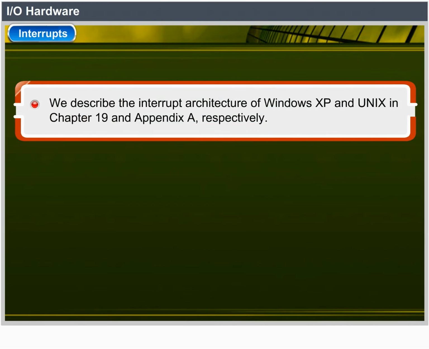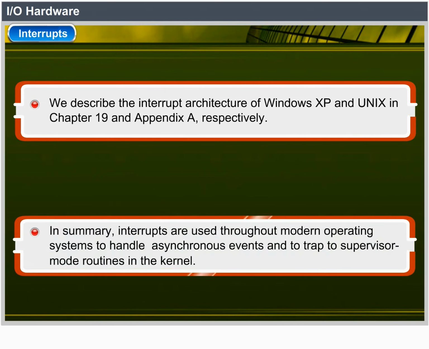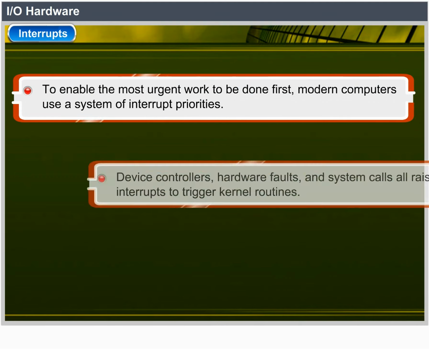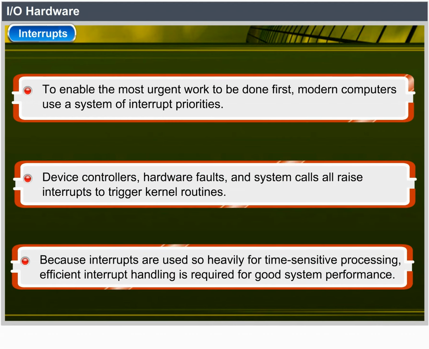In summary, interrupts are used throughout modern operating systems to handle asynchronous events and to trap the supervisor mode routines in the kernel. To enable the most urgent work to be done first, modern computers use a system of interrupt priorities. Device controllers, hardware faults, and system calls all raise interrupts to trigger kernel routines. Because interrupts are used so heavily for time-sensitive processing, efficient interrupt handling is required for good system performance.